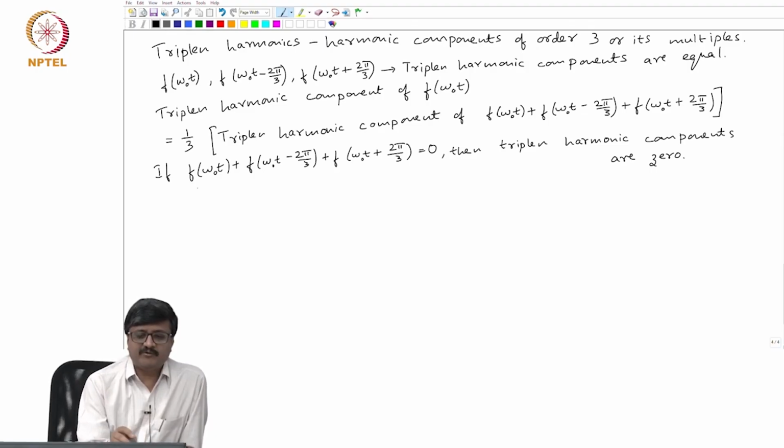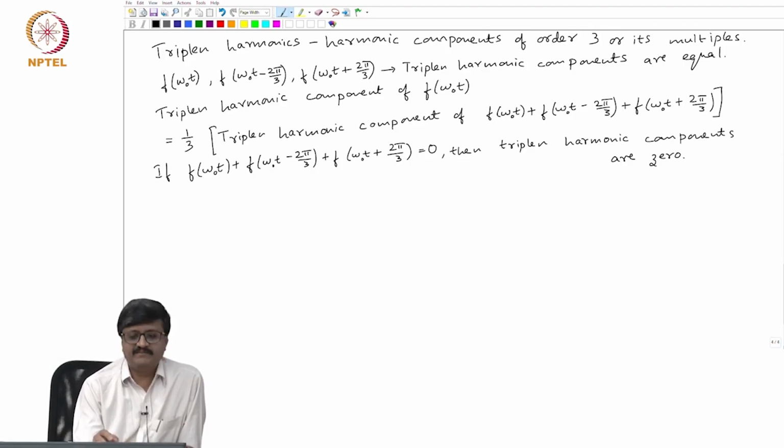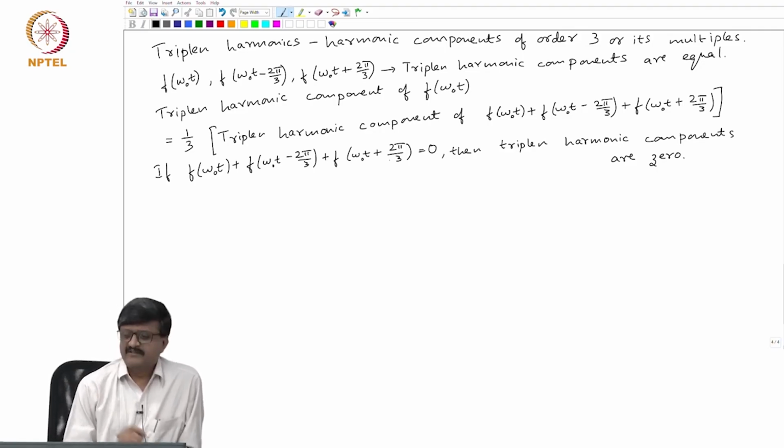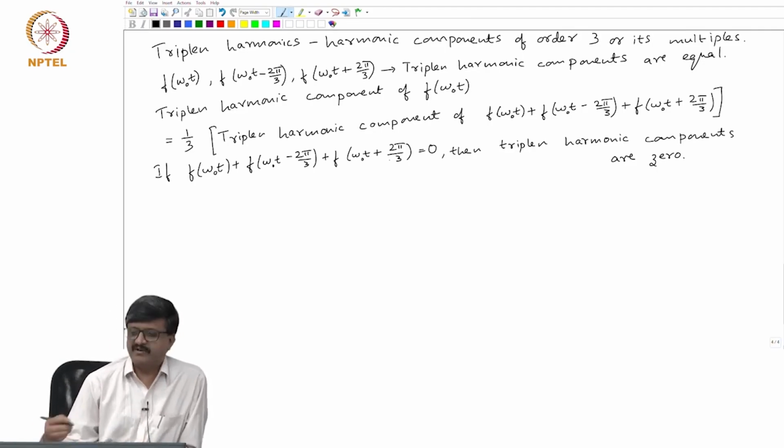So, if the current or voltage on the AC side satisfies this equation, that means f of omega o t plus f of omega o t minus 2 pi by 3 plus f of omega o t plus 2 pi by 3 equal to 0, then the triplen harmonic components are 0, in addition to the even harmonics being 0 if at all there is a half wave symmetry. So, this way we will note that there are many possible harmonics which are just 0, we need not even try to apply Fourier series to note this.